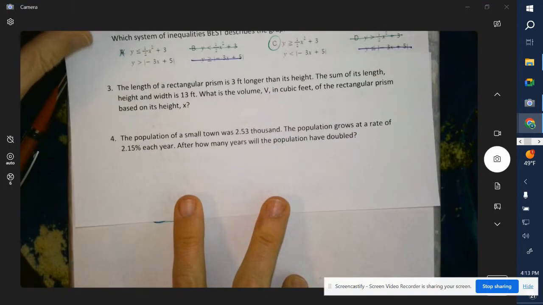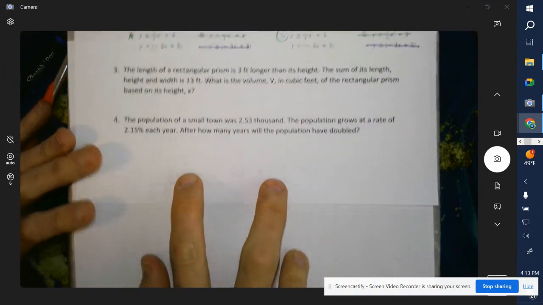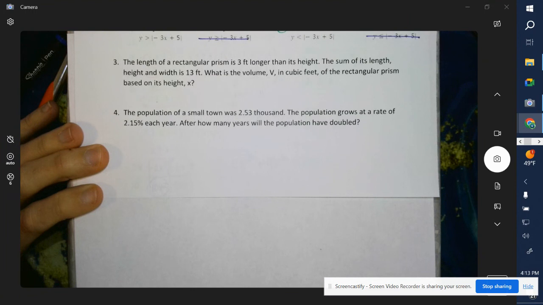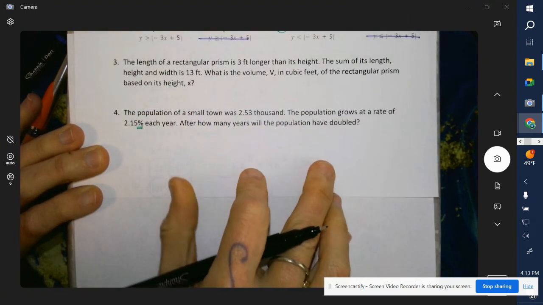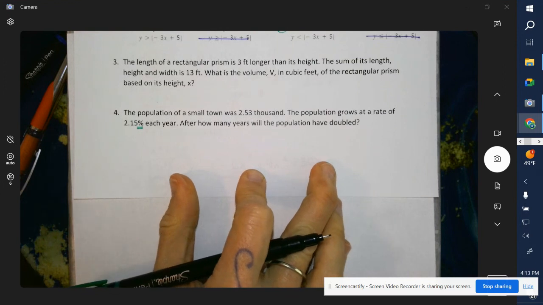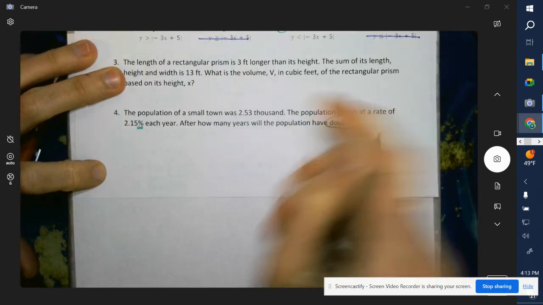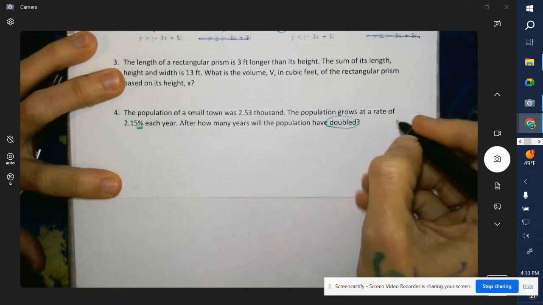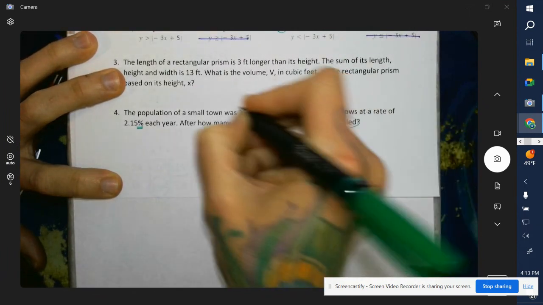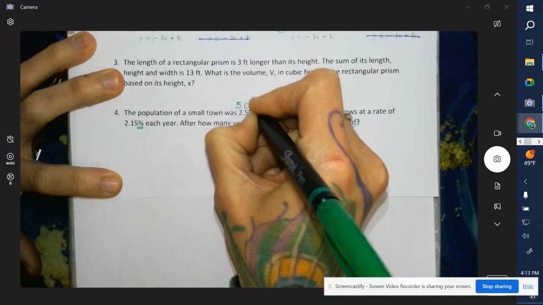Number 4, the population of a small town was 2.5 thousand. The population grows at a rate of 2.15. Make sure you notice that says 50%. After how many years will the population have doubled? So if we're starting at 2.53, doubled is going to be 5.06. So that's where we're trying to shoot.